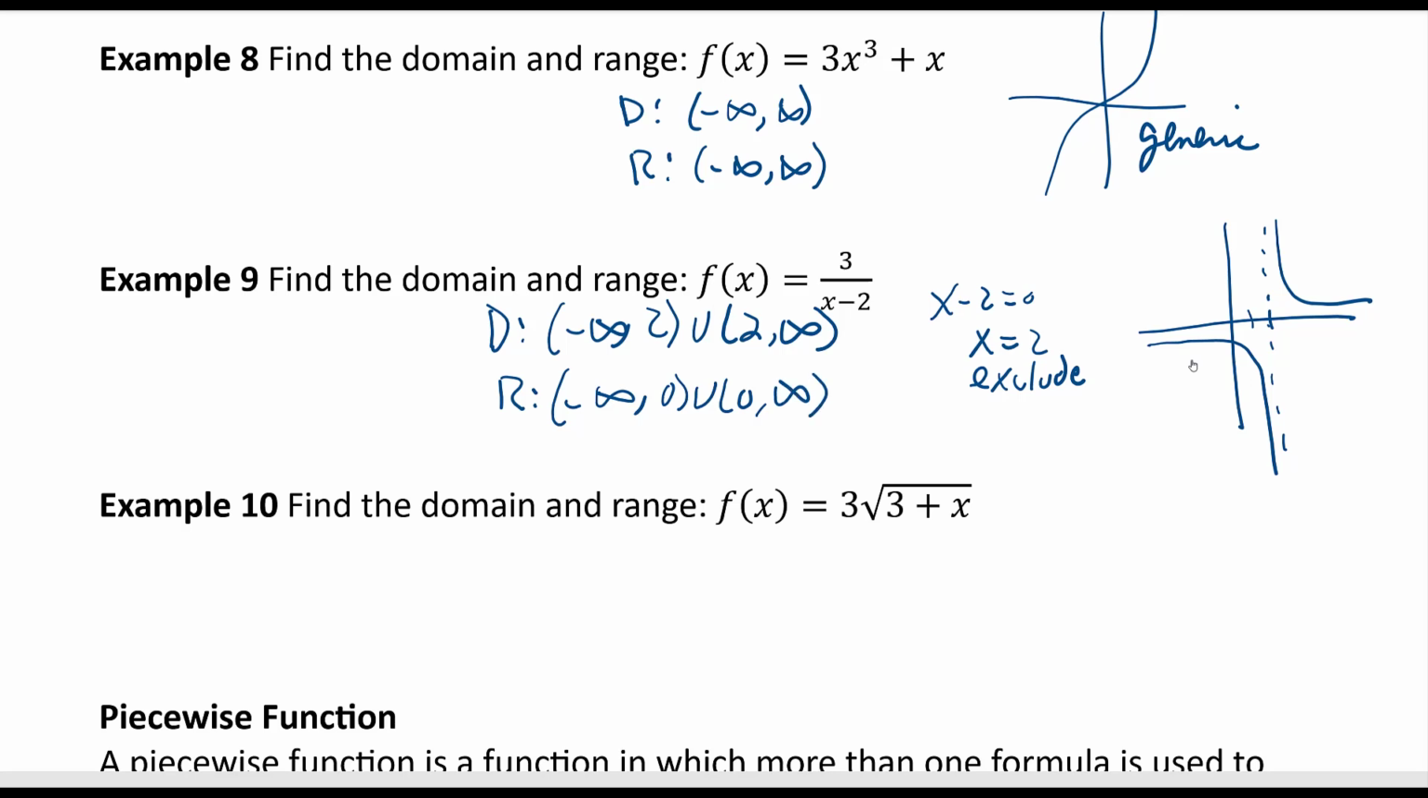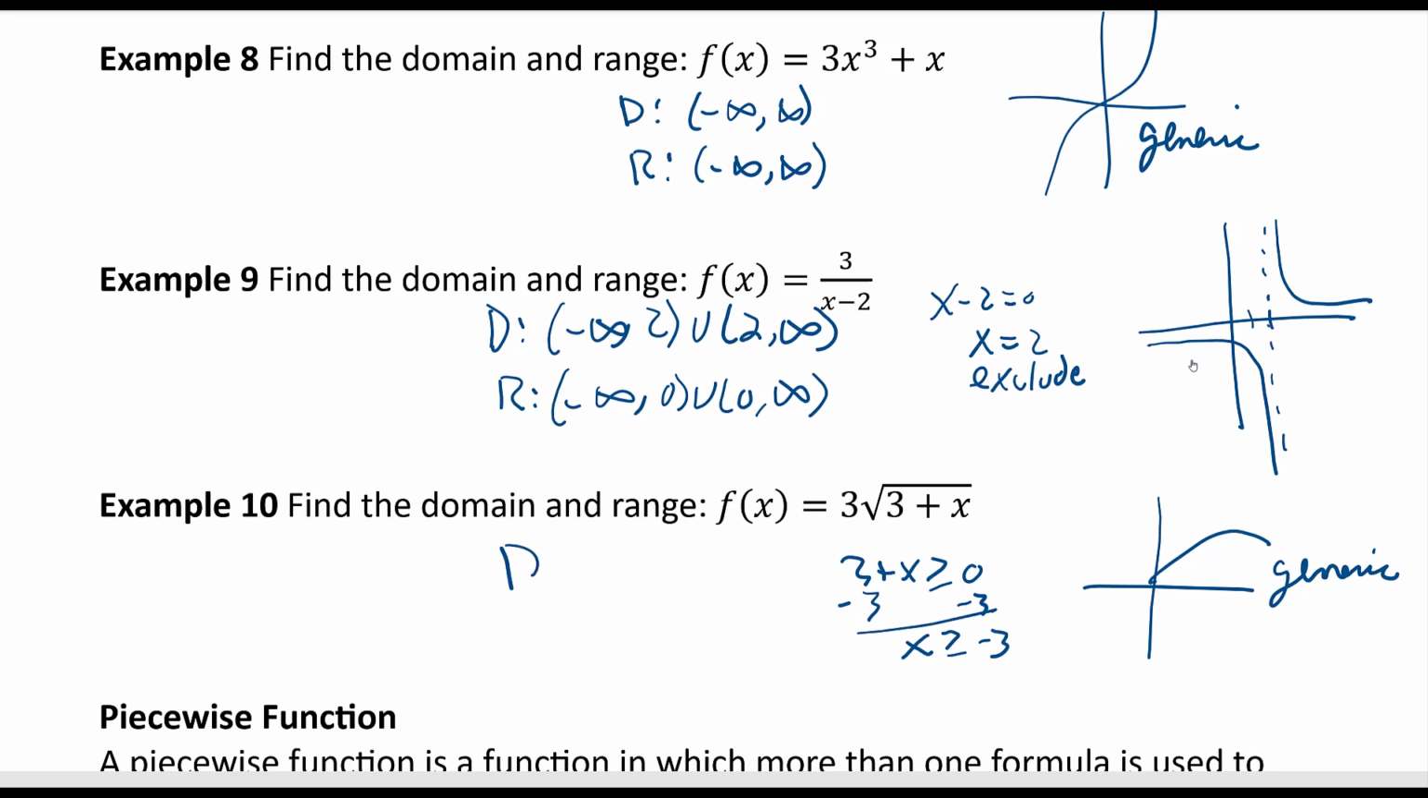And the next one, it's a square root. So remember, our square root function looks something like this for the generic. So we have 3 plus x has to be greater than or equal to 0. Subtracting 3, x must be greater than or equal to negative 3. So our domain is going to be negative 3 to infinity. And the range, there's no vertical shifting on this, so the range is going to go from bracket 0 to infinity.